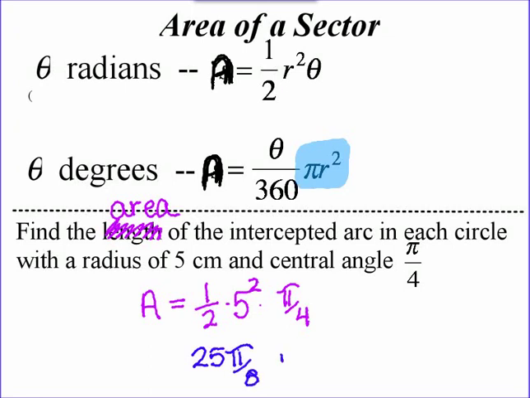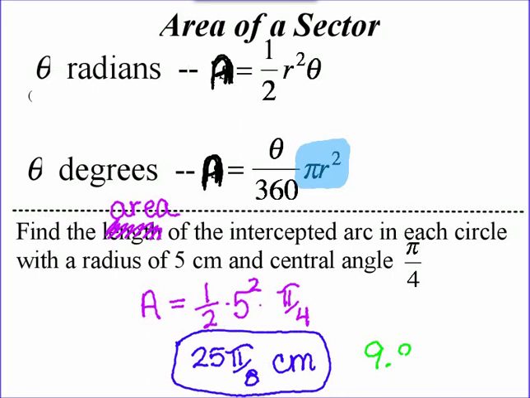Label is centimeters. Okay, decimal. What do we got? 9.82. Somebody else get a second? 9.82. Okay, I think that's a confirmation. It's a 9.82. So that's what the area of that sector would be.